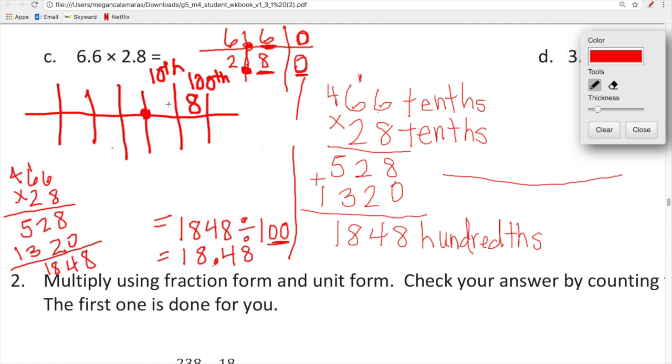So we have 8. Remember what I told you guys about the last digit? Wherever our last digit is, that's how we're going to name that number. So we have 1,848 hundredths. And look, we have the same number here and here. That's very exciting. So 1,848 hundredths is equal to 18.48. So we've done the problem in fraction form and unit form.